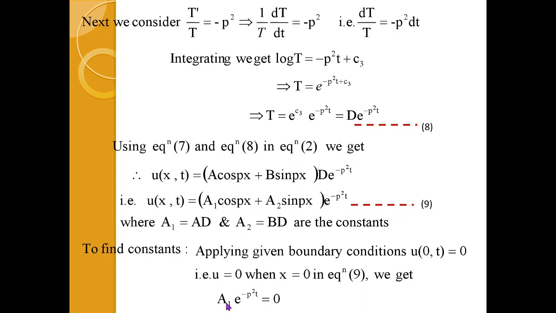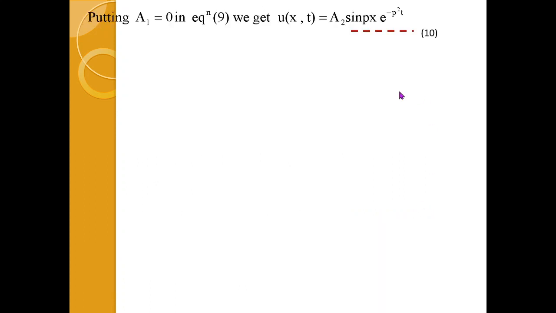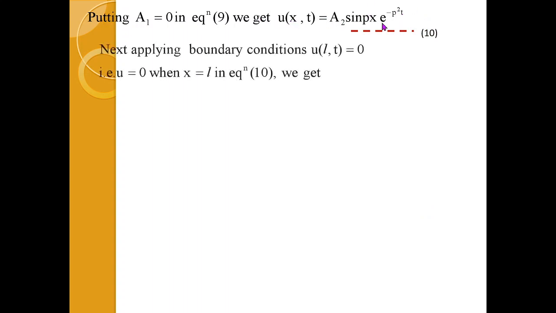Now obviously out of the product one of the terms must be 0 in order to make it 0. So e raised to power minus p square t cannot be 0, because if it is 0 then the entire solution is 0 and we are not interested in a 0 solution. So the only possibility is a1 is 0. Put a1 equal to 0 in equation 9. We will have a reduced form of the desired solution, given by equation number 10. So putting a1 as 0, we have this expression. This is now the solution.